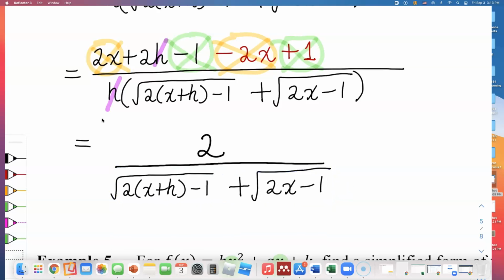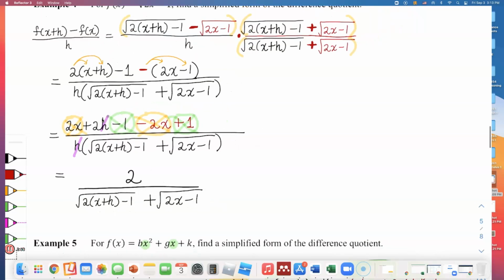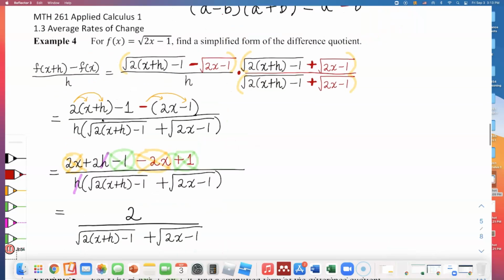So believe it or not, that is the simplified form of the difference quotient. Because even if I plug in h equals 0 here, the denominator will not be 0. So that is what you can do to simplify a difference quotient for a square root function.